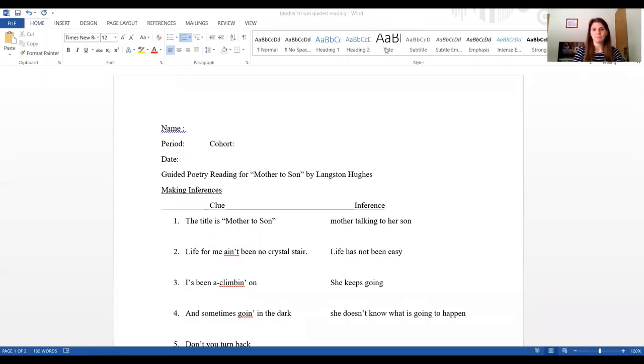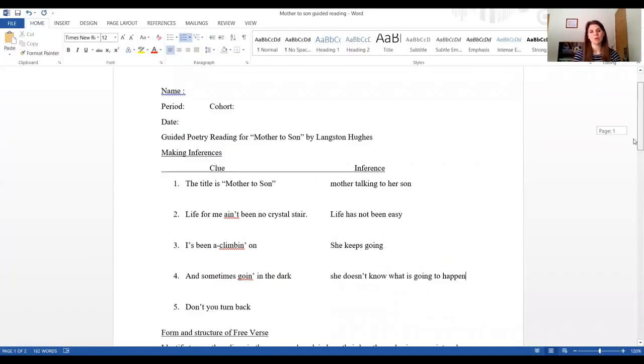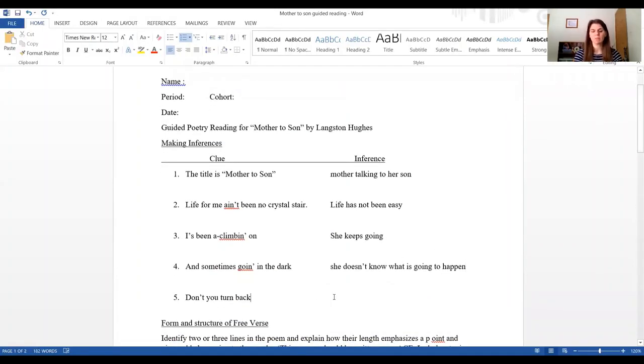All right, back to the poem. And she gives her advice here. So boy, don't turn back. Don't you set down on the steps because you finds it's kind of hard, right? Don't you fall now, for I still going, honey. I still climbing. And life for me ain't been no crystal stair. The next line that we see here is "don't turn back." What's she telling him when she's saying don't turn back? Don't give up, right? Don't stop.